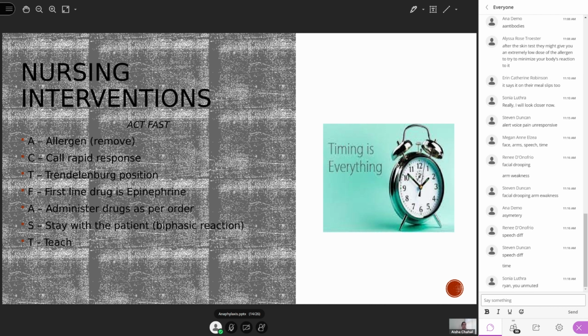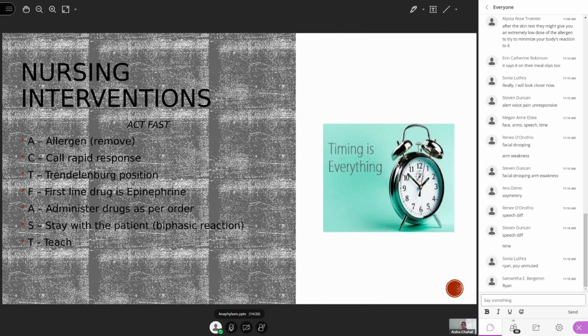Okay. And so the mnemonic is ACT FAST. Just to help you remember what you're going to do. The first, A, is allergen. Remove the allergen. If you can please unmute yourself, that would be great because there is a lot of distress. Thank you so much. And the first is allergen, remove the allergen. The second is C, call rapid response. If you see an anaphylactic reaction in the hospital, you should call rapid response.